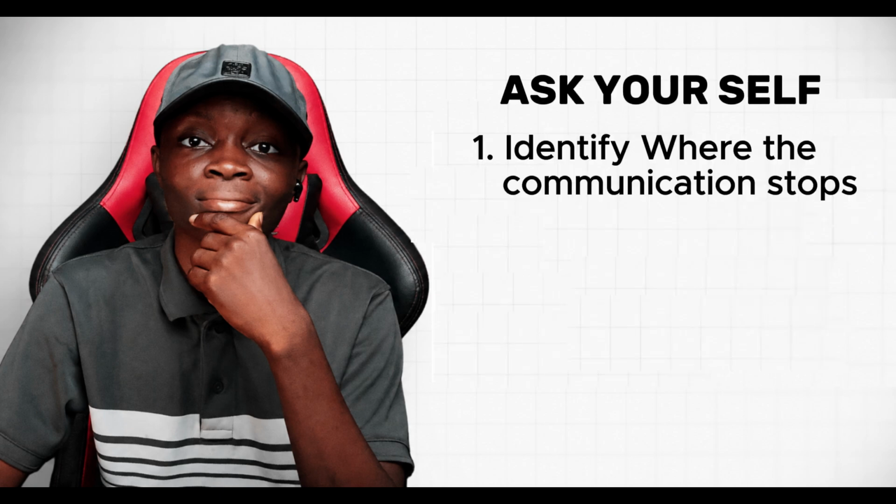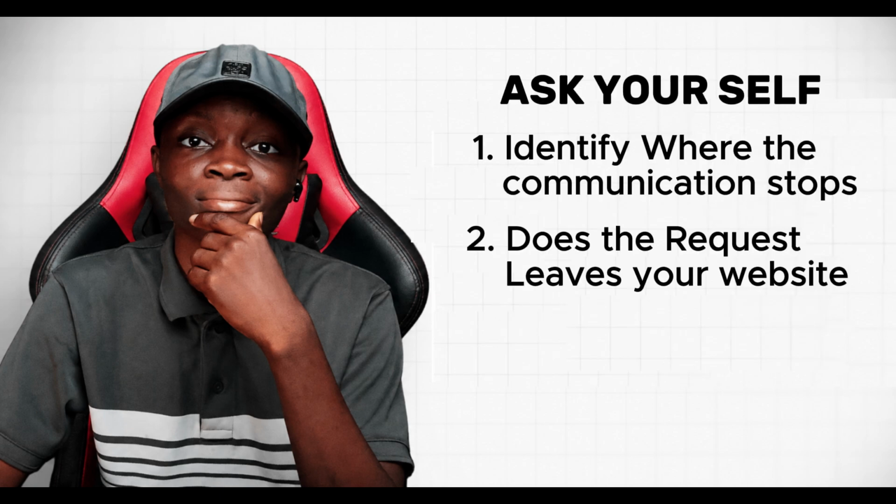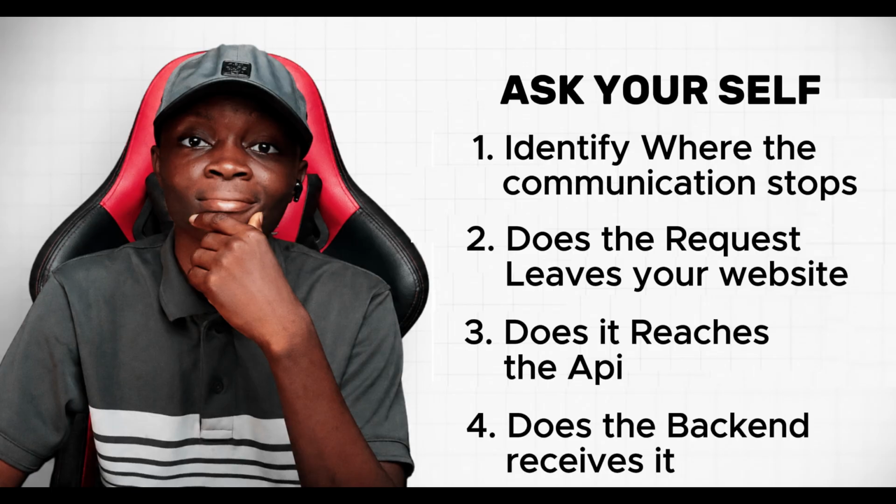So first, identify where the communication stops. Does the request leave your website? Does it reach the API? Does the backend receive it? Or does the backend finish processing before sending the response? These questions will give you the things you need to check in order to identify where the communication stops. Finding the broken link saves hours of debugging, rather than checking random code and feeling like it is something you cannot solve.